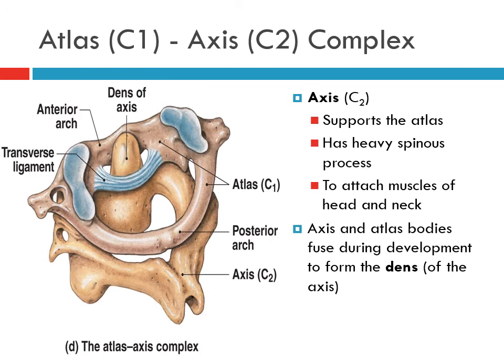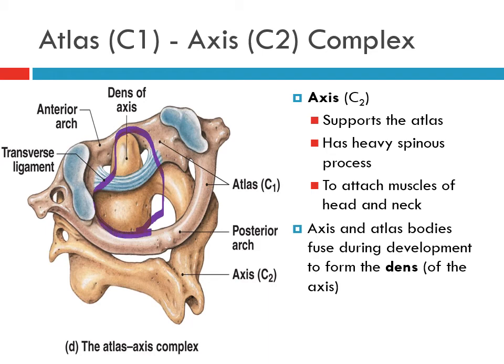C2 is the axis. The axis supports the atlas, it supports C1, and it has a heavy spinous process, so it has the largest spinous process in the cervical spine. You can see that that spinous process is bifid. It comes to like two points there. And it has the dens process. So this is called the dens process.